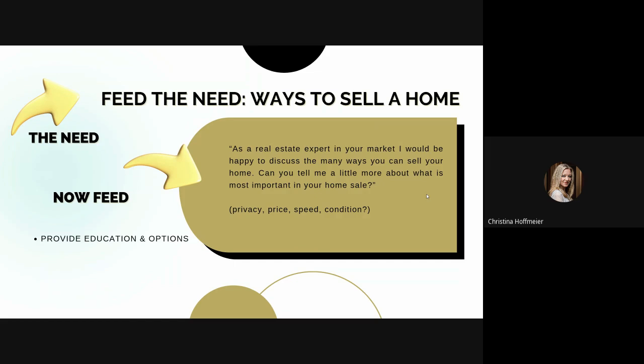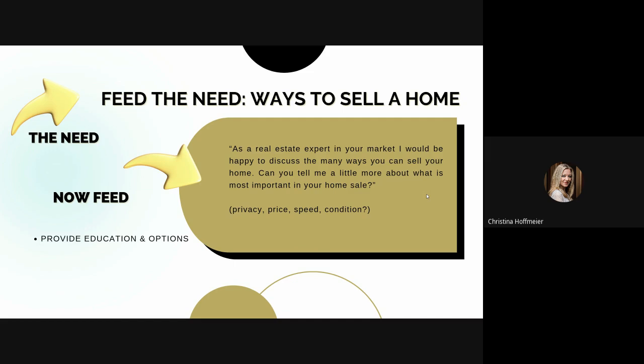And what about condition? How many times do we see houses that are in such poor condition that we don't even feel comfortable bringing agents in to show it? I mean, I've been in that boat. So you need to whittle down on why they want options. We know they want options, and it's our job to lead them and educate them to the decision that works best for them. But why?